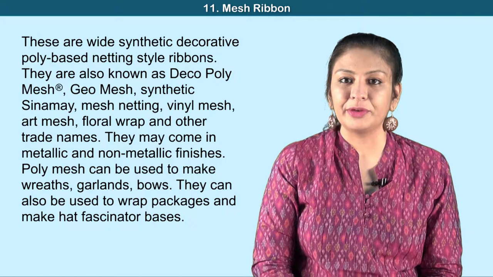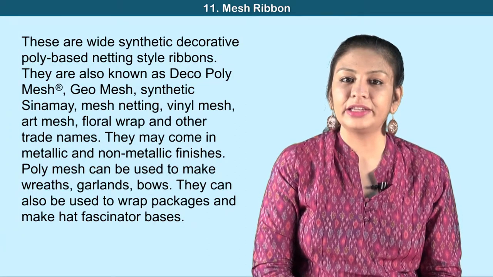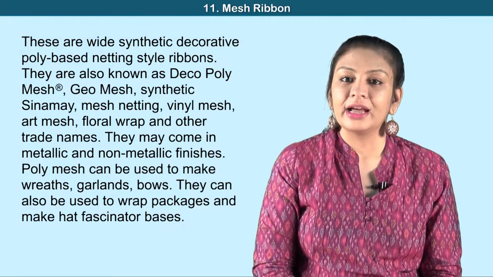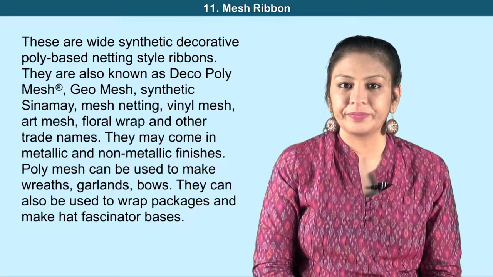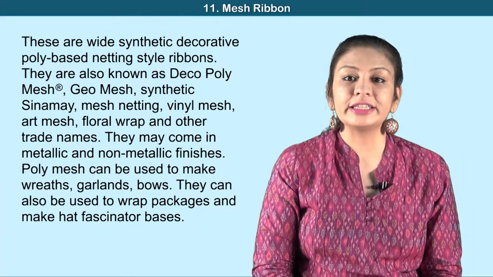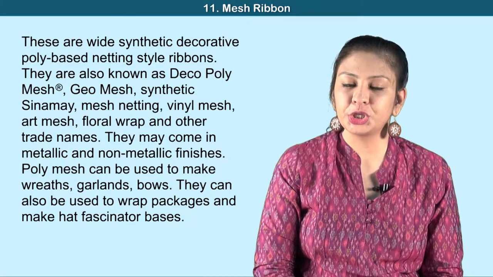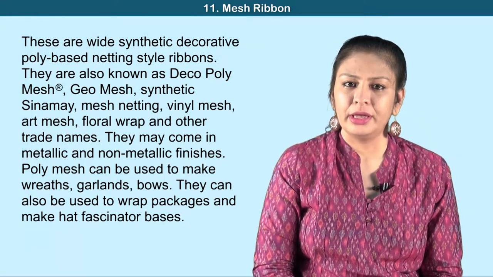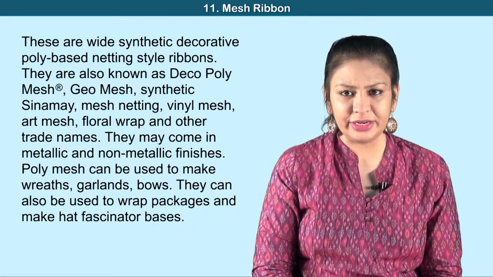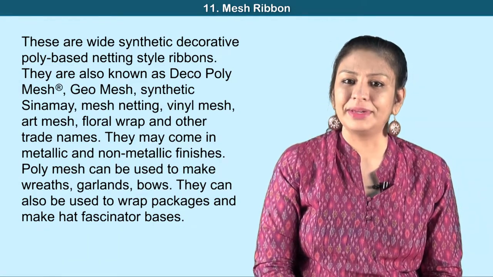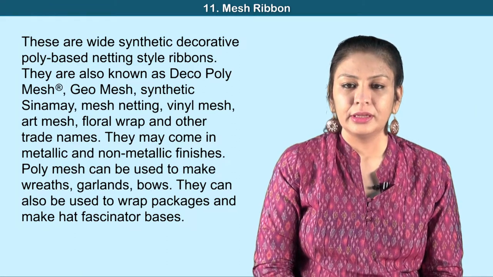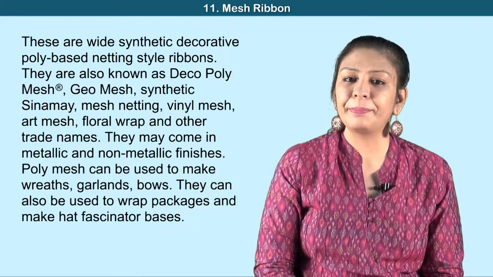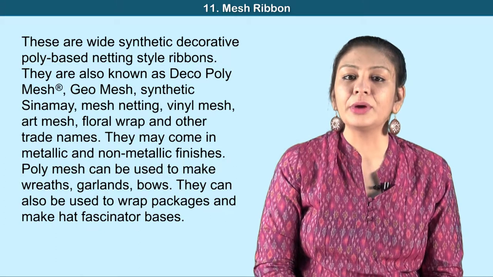The next type of ribbon that we are going to talk about comes under the category of mesh. These are wide or narrow, synthetic, decorative, poly-based netting. They can also be known under different trade names such as deco poly mesh, geomesh, synthetic cyname, mesh netting, vinyl mesh, art mesh, floral wrap, and other trade names. They may come in metallic and non-metallic finishes.